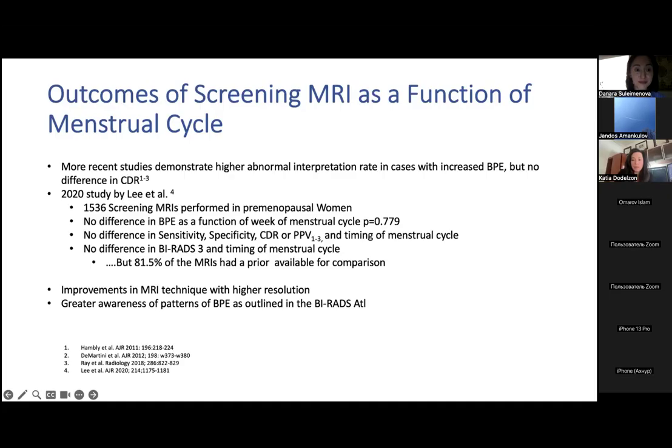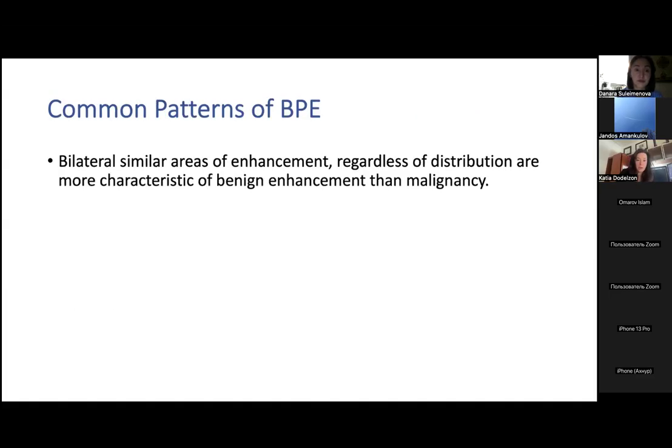When you have multiple priors for comparison, it's much easier to dismiss something as background parenchymal enhancement because you can see the patterns coming and going, and therefore really hone in on what is new and abnormal, such as a cancer detection. So just keep that in mind. It is not required for you to schedule women day 7 to 14 of the menstrual cycle. Certainly, it's much more important she comes in for that MRI than limit her timing and schedule. But if you have the luxury of timing, definitely in premenopausal women, day 7 to 14 is much, much better.